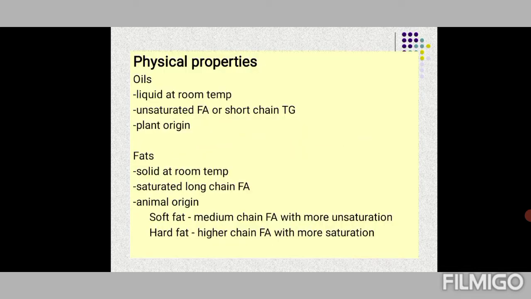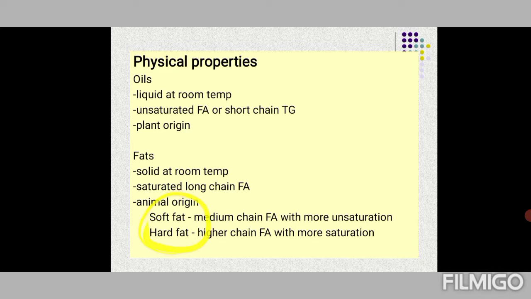Now, the physical properties of oils and fats are compared. Oils, which are of plant origin, tend to be liquid at room temperature, and this is because they have a greater number of unsaturated fatty acids, and unsaturated fatty acids have a low melting point. So that's why oils tend to be liquid at room temperature, whereas fats, which are of animal origin, tend to be solid at room temperature because saturated fatty acids dominate in them, and saturated fatty acids have a high melting point.